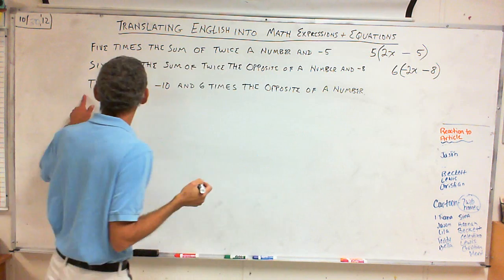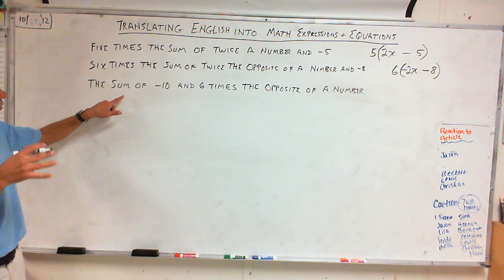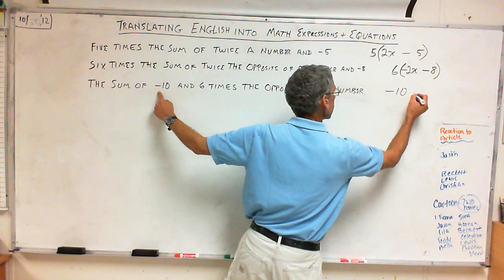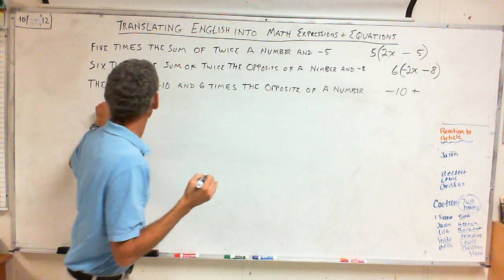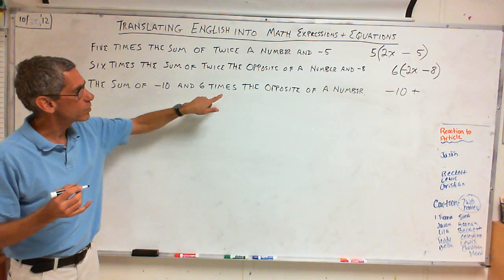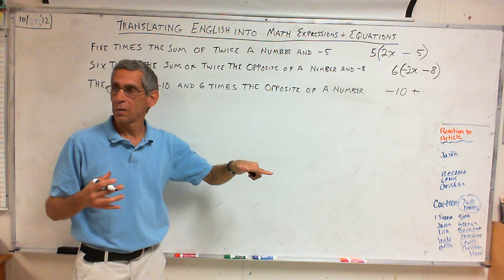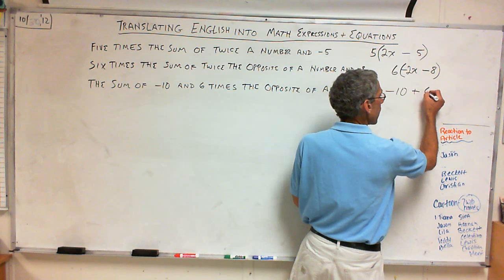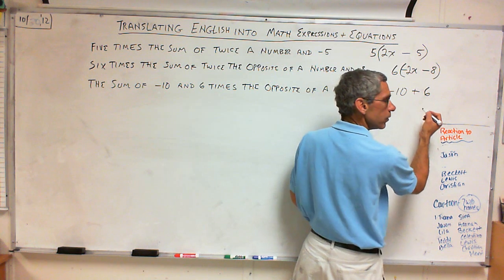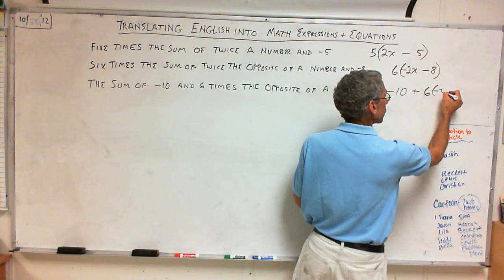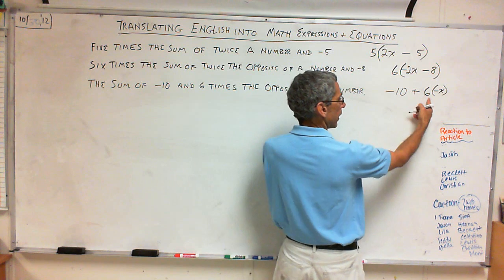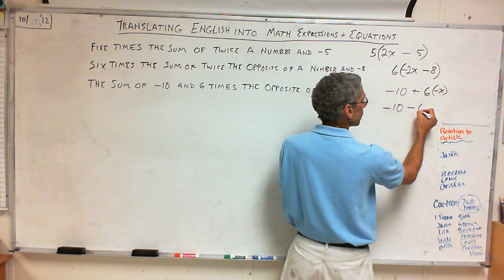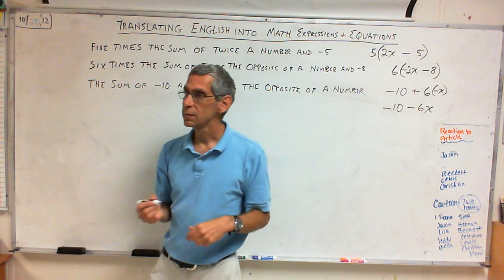All right, so we got to think about this. The sum of, so we're going to know two things we're adding together. Negative 10 and 6 times the opposite of a number. 6 parentheses. What's the opposite of a number? Negative x, right? So I could do that. Or I could rewrite it as negative 10 minus 6x to keep it simpler, right?